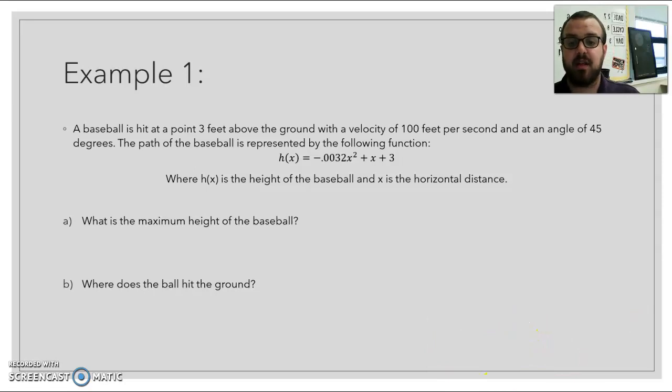So this is example number one we're going to be talking about. In this example, we have a baseball that's hit at a point 3 feet above the ground at a velocity of 100 feet per second at an angle of 45 degrees. The path is going to be represented by that function that's listed right there.